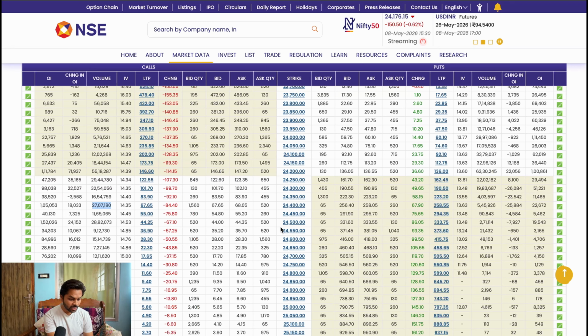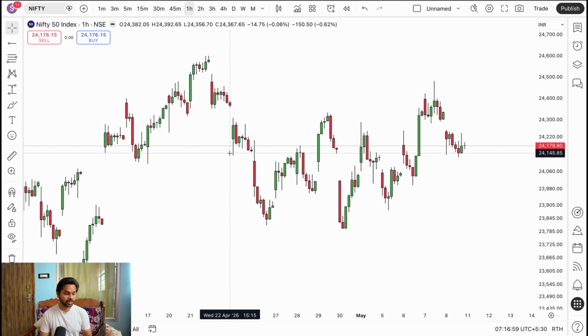And the next resistance will be at 24,500. Why? Look at the volume, close to 28 lakhs, and 24,000 fresh new contracts have been added on the call short side. So 1,52,000 is the open interest, and fresh open interest has been added there as well. So now we have found the important resistance levels for Nifty: 24,400 and 24,500 are going to be the resistance.